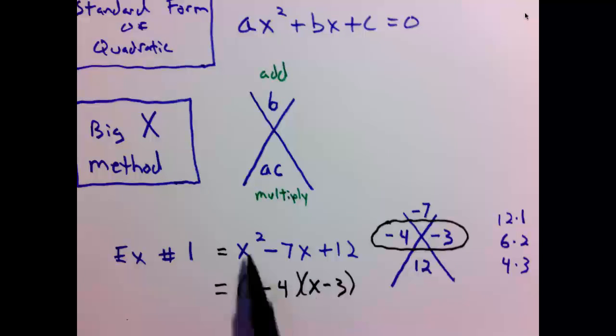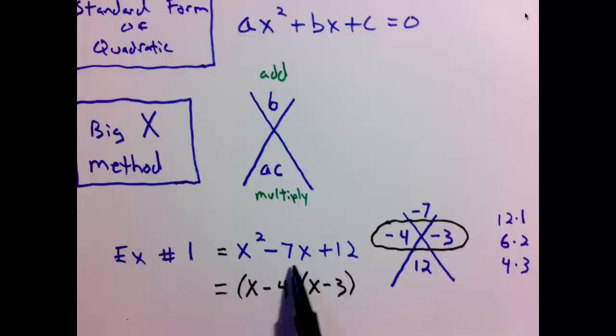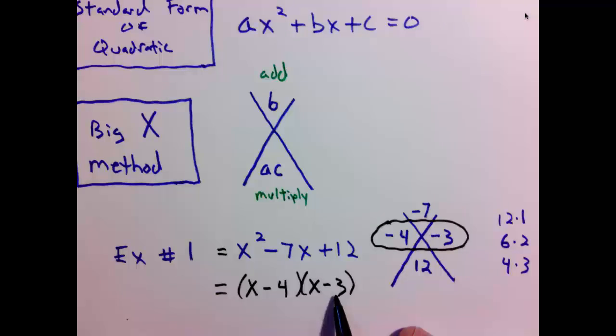X times x is x squared. X times negative 3 is negative 3x. Negative 4 times x is a negative 4x. Negative 3 and negative 4 will yield negative 7. Negative 4 times negative 3 is a positive 12.